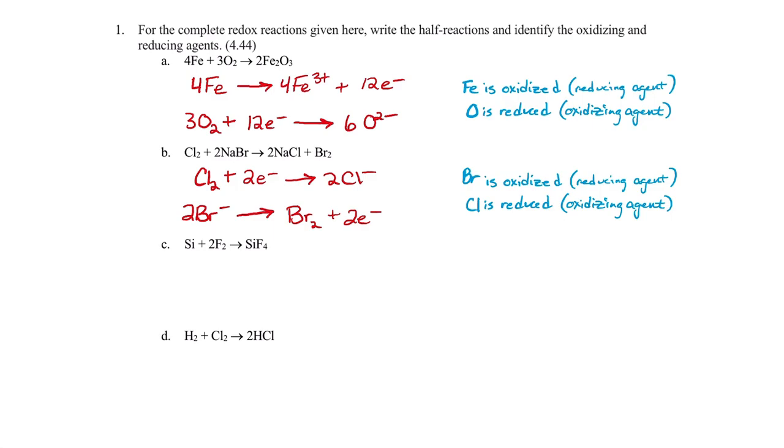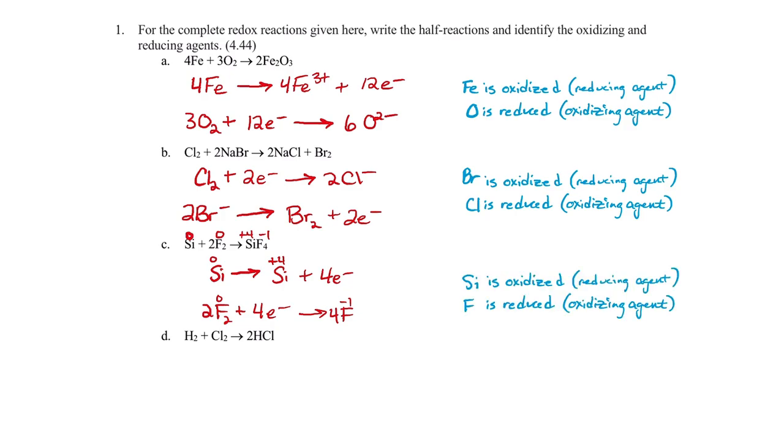In letter C, I have another combination or formation reaction, this time creating a molecular compound, silicon tetrafluoride. I will use oxidation numbers in this one, and silicon's oxidation number goes from 0 to +4, which means that it lost 4 electrons. The fluorine's oxidation number goes from 0 to -1, showing that they collectively gained 4 electrons. Since silicon lost electrons, it's oxidized. Fluorine gained them, it's reduced. And again, our reducing agent and oxidizing agent are identified here.